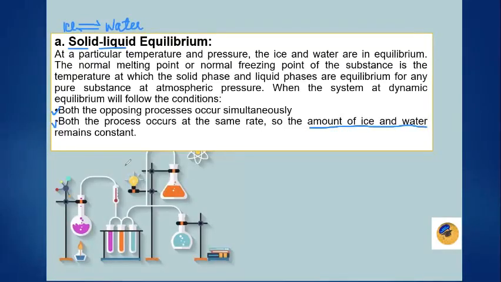We had studied in the previous lesson, in the introduction, that once equilibrium is attained, the concentration remains constant. So that's right. Melting is the forward reaction, and freezing is the backward reaction.